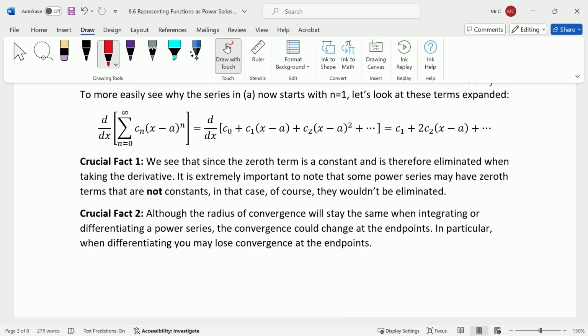In other words, you gotta check every time you take a derivative of a power series whether that initial term is a constant or not. And our second crucial fact here is that although the radius of convergence will stay the same when integrating or differentiating power series, the convergence could change at the endpoints.